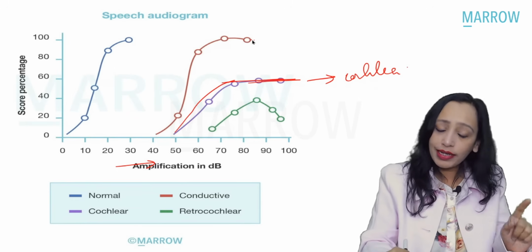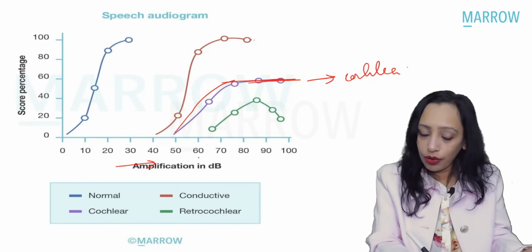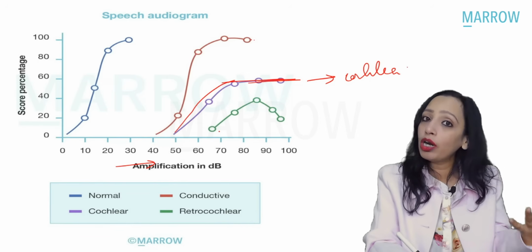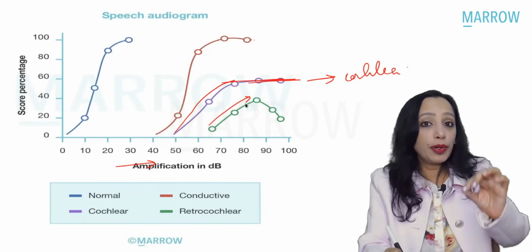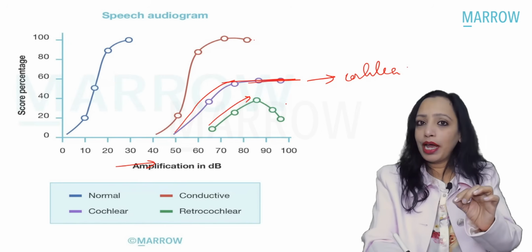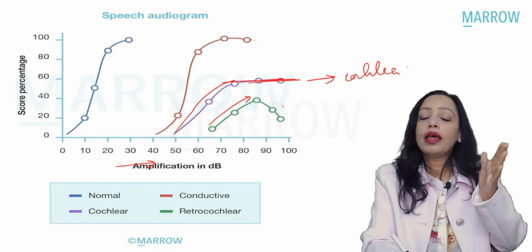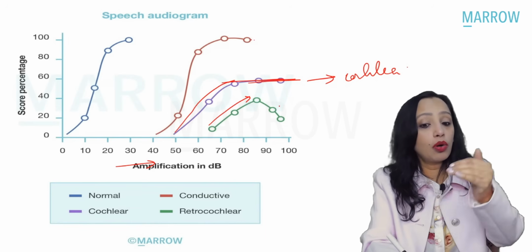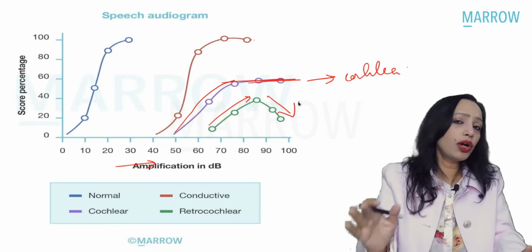Whereas in retrocochlear hearing loss, as we increase the loudness of sound, the patient is able to identify and discriminate more words correctly, and it reaches a peak which is much below the normal. But once it has reached the peak, if you increase the loudness of sound further, the number of words that the patient was able to discriminate earlier goes down. Why? Because his nerves had got fatigued. So whatever sound they were appreciating earlier, now they are not appreciating that also.